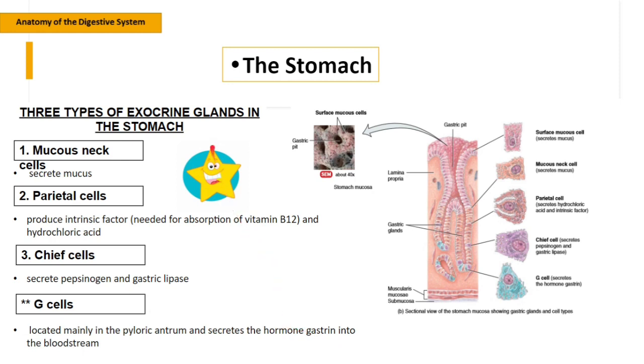So again, what are the three types of exocrine glands in the stomach? Number one, mucous neck cell, which secretes your mucus. Second one, the recall question in the board exam: what type of cell produces intrinsic factor needed for the absorption of vitamin B12? It also produces hydrochloric acid, that is parietal cells. Third is your chief cells, which secrete pepsinogen and gastric lipase. And then there is also an additional one here, yung G cells na tinatawag, which secretes the hormone gastrin. Letter G, G cell, letter G, gastrin.